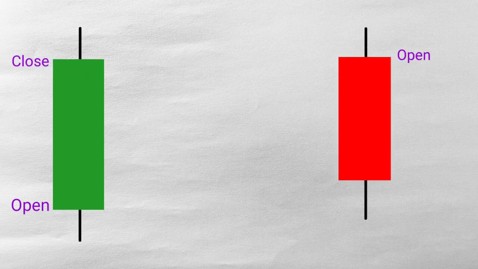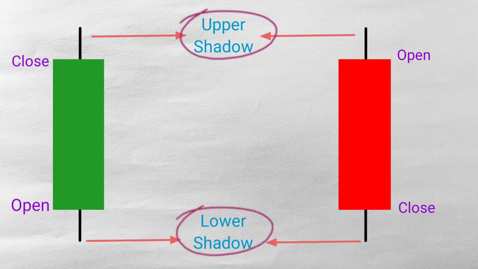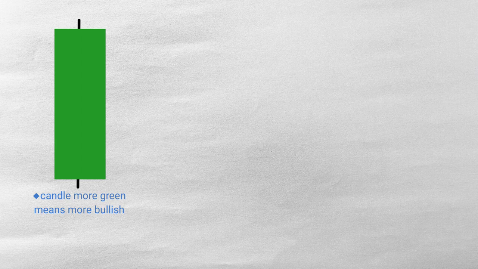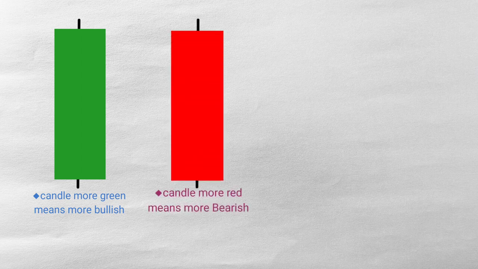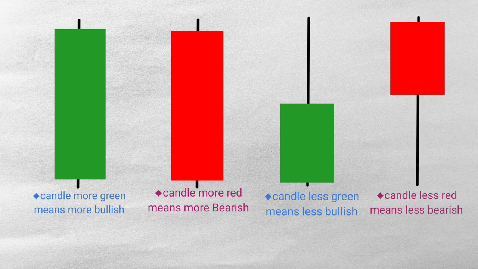Green candle always opens at the bottom and ends at the top, and the red candle always opens at the top and ends by going down, and the lines on both sides of the candles are called shadows. These are called upper shadows and these are called lower shadows. You always have to keep in mind that a more green candle means more bullish and a more red candle means more bearish. A less green candle means less bullish and a less red candle means less bearish.